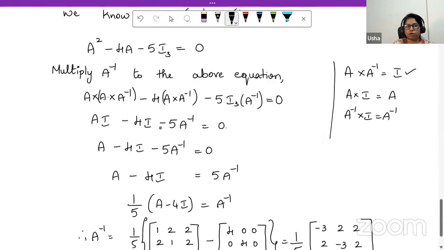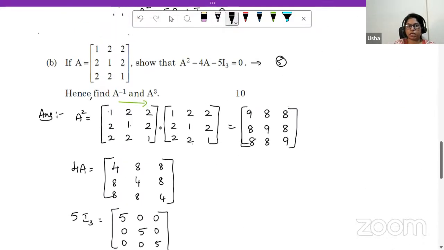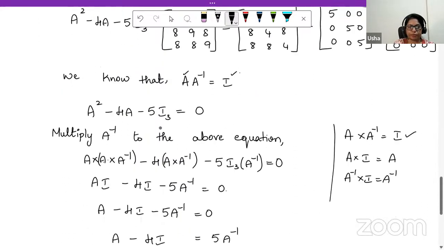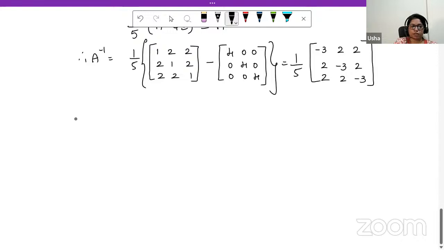This is A inverse. Now we will find out what is A cube. For A cube, you have to just multiply A square and A. Okay, next is A cube. A cube is A square into A.